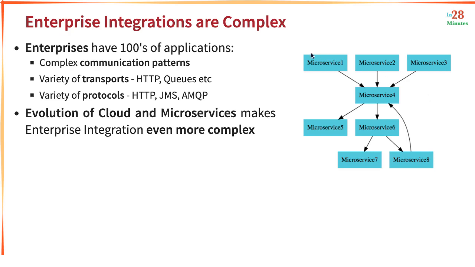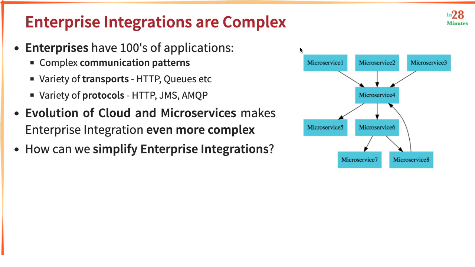You can look at the communication patterns between these microservices in here. If you look at microservice 4, it is interacting with almost 6 microservices. And it might be using different transports to communicate with each of the microservices. Microservice 4 might be calling microservice 5 as a REST API. However, to talk to microservice 6, it might be using a queue. Even when talking to a queue, there are a wide variety of protocols and communication approaches that are involved.